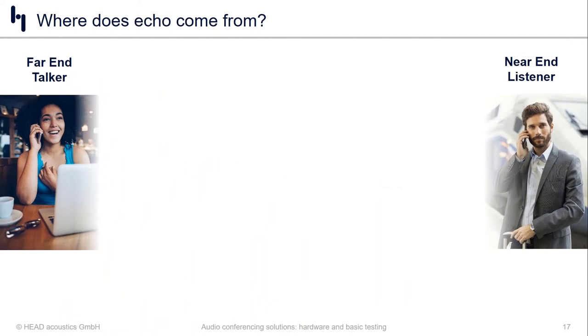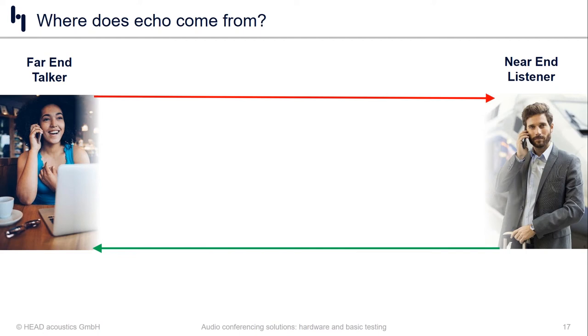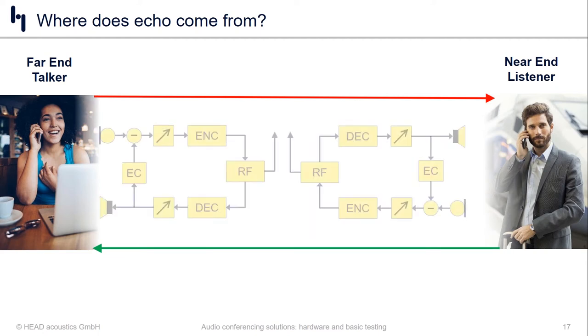Now, where does echo come from? Let's take this example here where we have two friendly people that are trying to have a conversation. The lady on the left-hand side is going to be our far-end talker. She's going to be communicating to the gentleman on the right-hand side. He's going to be the near-end listener.